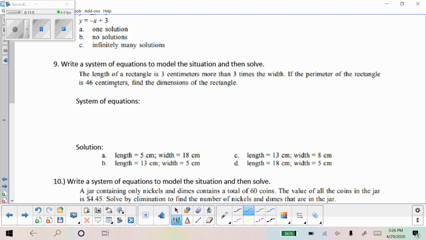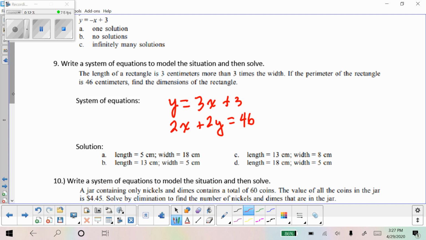It says the length of a rectangle is 3 centimeters more than 3 times the width. So let's say y is the length. Y is 3 centimeters more, so plus 3 times the width, and we'll have x be the width. And then it says if the perimeter of the rectangle is 46, now to find the perimeter, you need 2 x's plus 2 y's, because you're adding up all 4 sides of the rectangle. And that would be 46. So that would be the 2 equations that make up that one.